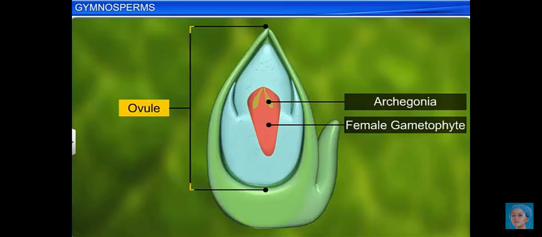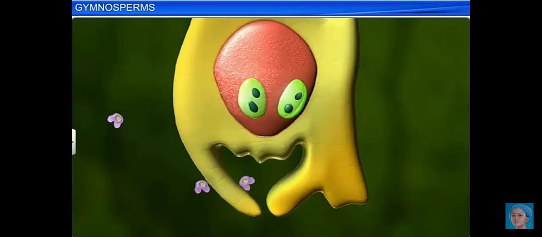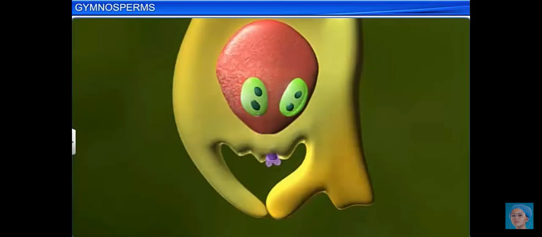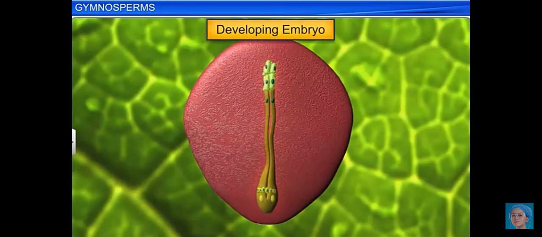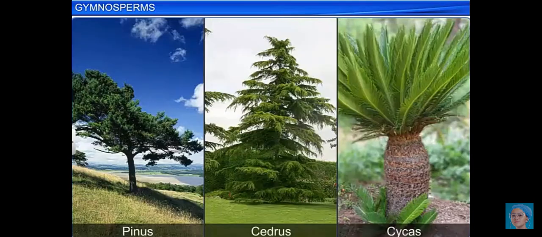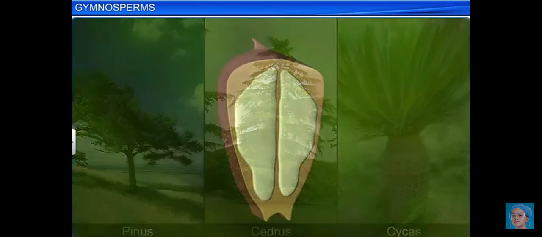The development of archegonia is followed by the fertilization process, during which pollen grains, released from the microsporangium, are carried by air currents and come in contact with the micropyle, an opening in the ovules. The pollen tube sprouts from the pollen grain and grows towards the archegonium, where it discharges the male gametes. These gametes fuse with the egg to form a zygote. Post-fertilization, the zygote develops into an embryo and the ovule into a seed. Interestingly, gymnosperms were the first plants to have a seed habit.